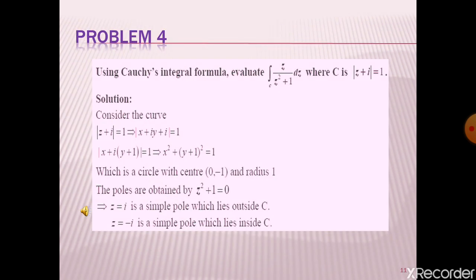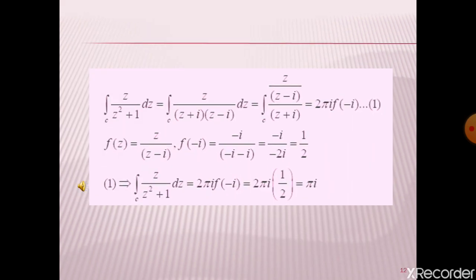Now take problem 4. Using Cauchy integral formula, evaluate the integral over C of z/(z² + 1) dz, where C is |z + i| = 1. Now to identify the curve, we substitute z = x + iy. On simplifying, we get x² + (y + 1)² = 1. We know that this is the equation of a circle with center (0, -1) and radius 1. And take the denominator z² + 1 = 0. So we get z = i and z = -i. In this, z = i is a simple pole which lies outside C, and z = -i is a simple pole which lies inside C.